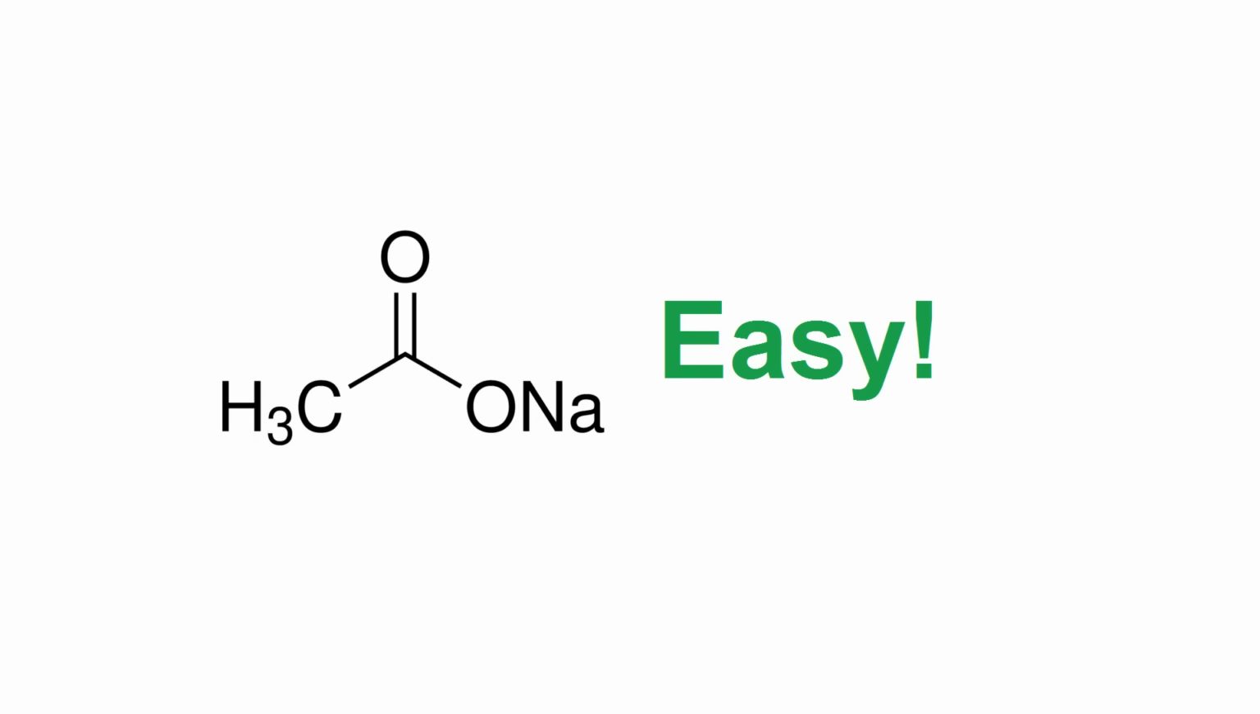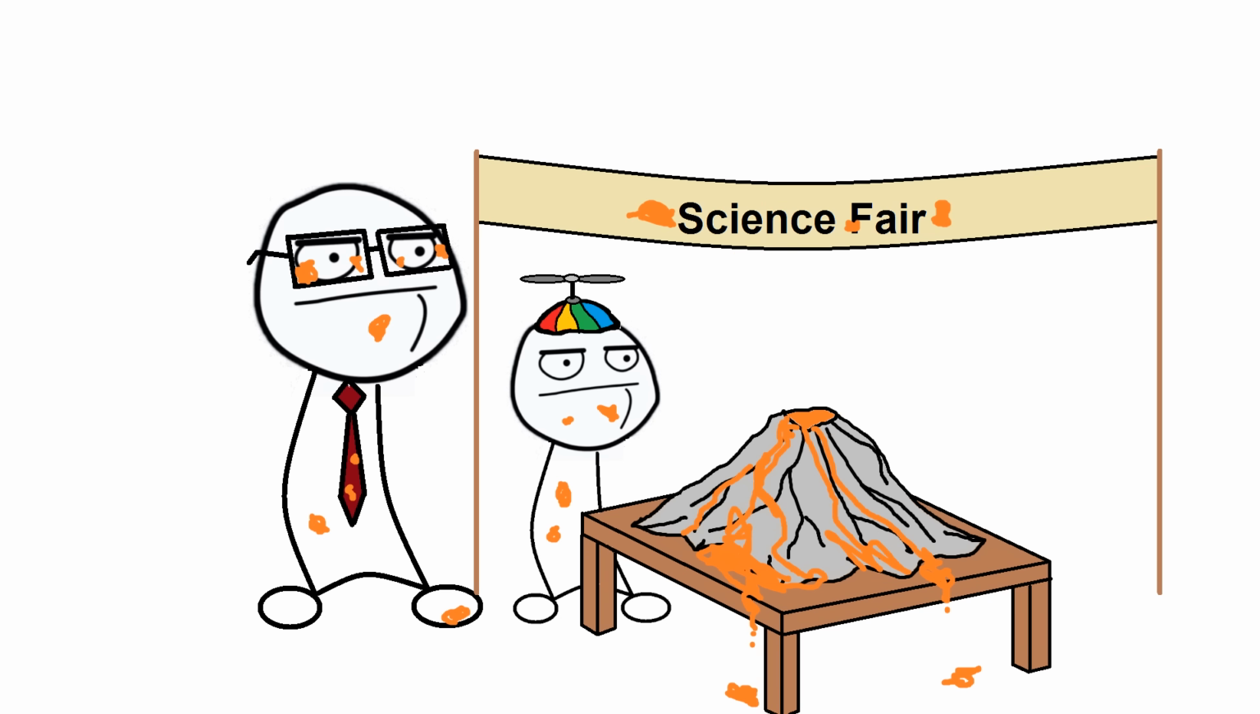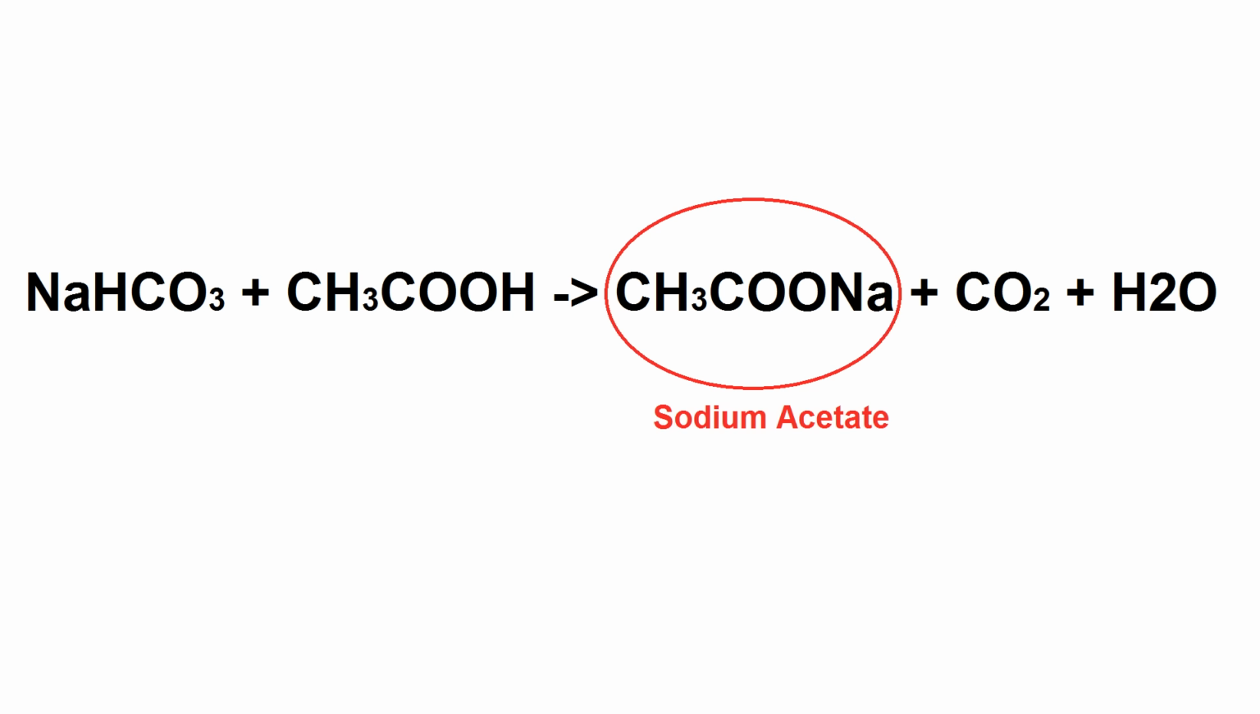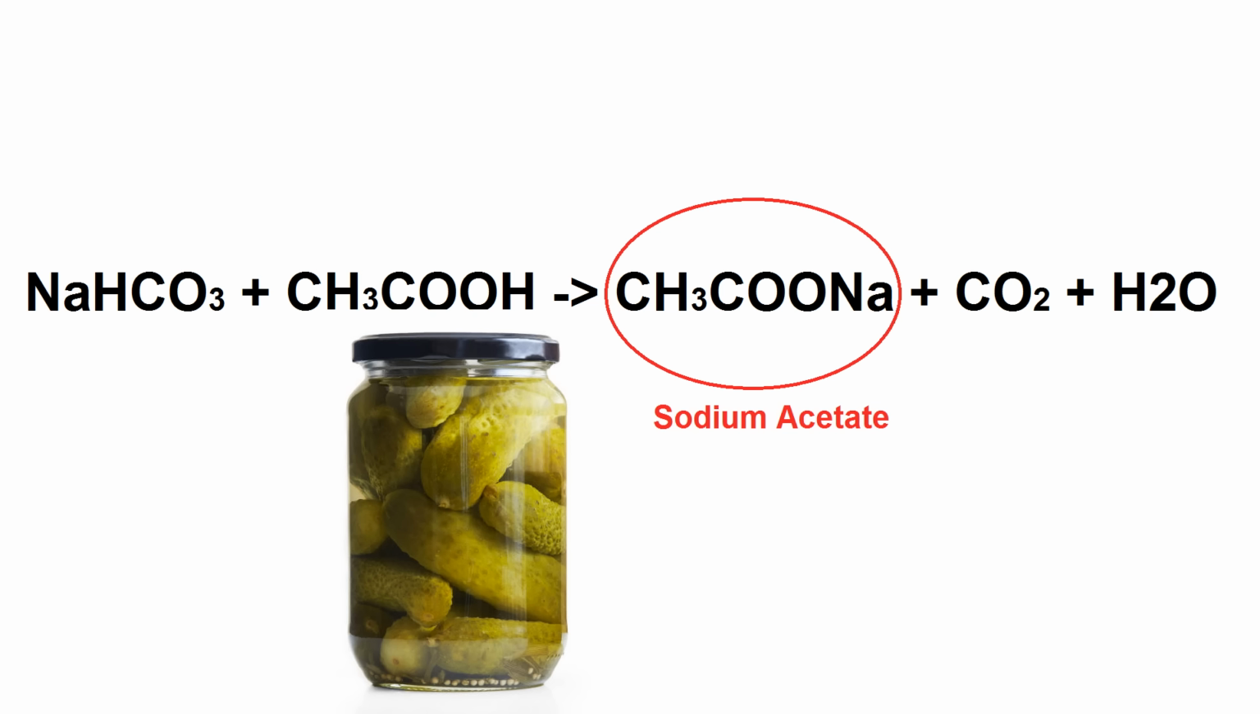Sodium acetate is really easy to make. In fact, you've probably done it before if you've ever made one of those middle school science fair volcano things. When baking soda reacts with vinegar, it gives off CO2, which you're probably familiar with, but what's left behind in the solution is sodium acetate, assuming you had a balanced reaction.